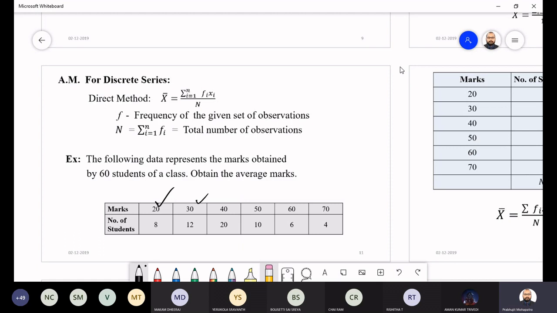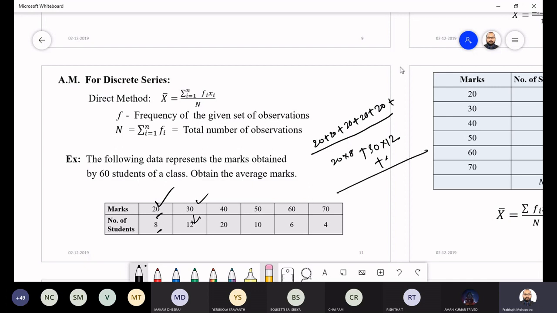So what you have to do? You just have to multiply. You can add 20 how many times? 8 times, no issue, like you used to do. Then 30, how many times? 12 times. That is a very lengthy process that we used to do traditionally. So instead of adding 20 eight times, you just multiply 20 into 8. Similarly, 30 is repeating 12 times, so instead of adding 30 twelve times, you just multiply 30 with 12. Similarly 40 20 times, 50 10 times, 60 6 times, 70 4 times. So you just multiply, and divide by total frequency.